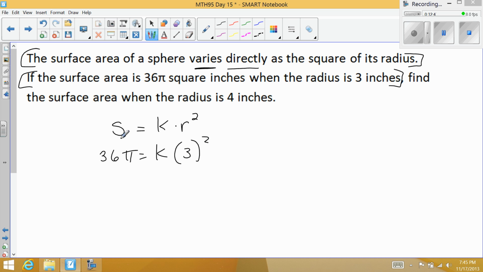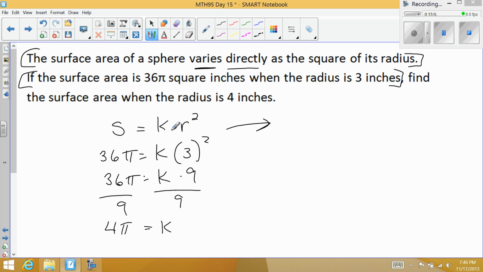So putting in the 36 pi for S, putting in the 3 for the r, we're going to now solve for k. So this will give us 36 pi equals k times 3 squared. 3 squared is 9. Divide by the 9, and we get k is equal to 4 pi. So now our formula here has become, instead of S equals k times r squared, it's S equals 4 pi r squared. Now we're ready for the final question.